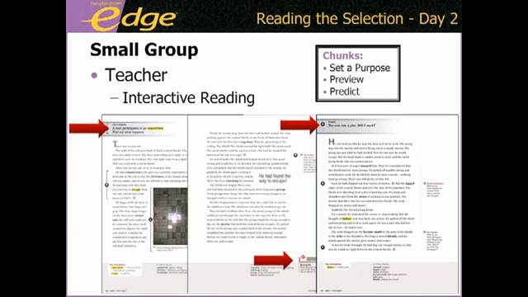Each fiction selection within EDGE will have something like this that asks students to set a purpose, preview, or predict before they read the following chunk. Each chunk will also end with a monitor comprehension reminder for students. For nonfiction selections, chunks are determined using section headings like students have previously seen in other content area texts.